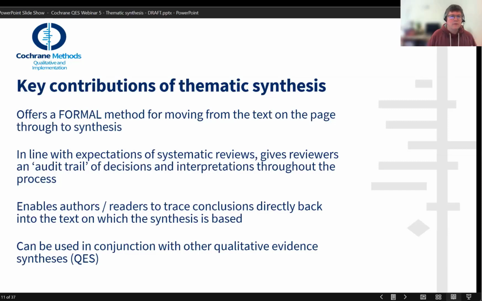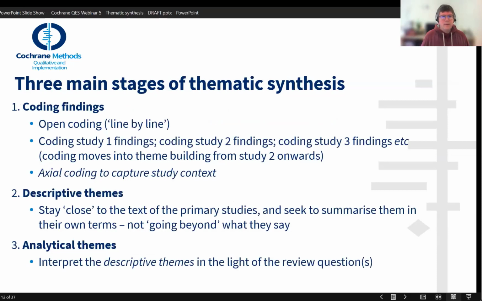Another key contribution is that it can be used in conjunction with other methods of qualitative evidence synthesis. We'll say a bit more about that as we go. So there are three main stages, and they relate a little to what I was referring to on the previous slide around the distinction between describing what you've got in the data set and then inferring answers to your research questions.